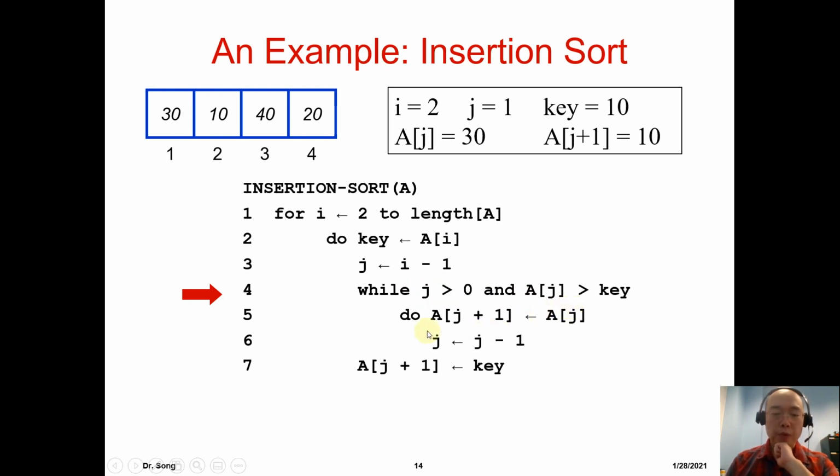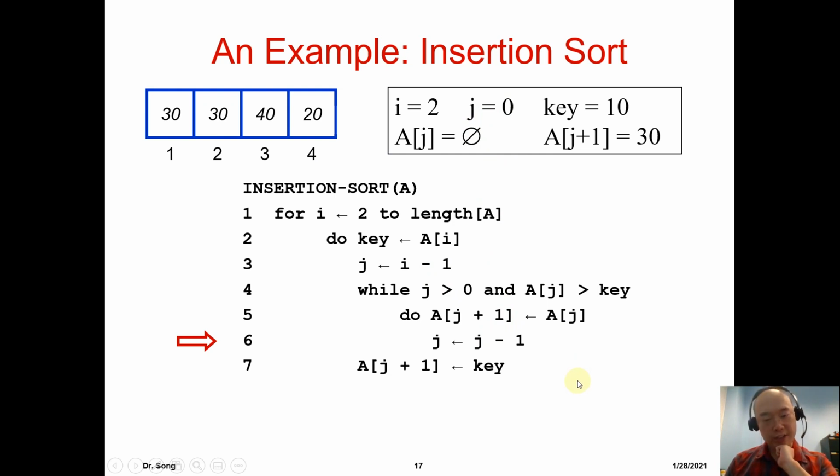So what do we do? We want to move to the right side. We assign A[J] to A[J+1]. So this 30 will be put at index 2, and then we reduce J by 1. We will have the 30 here because the 30 is moved to the right side. However, the original 30 still stays at index 1. By the way, we are using 1-based index instead of 0-based index, because this is true for the whole book. Then we reduce J by 1, so now J is 0.